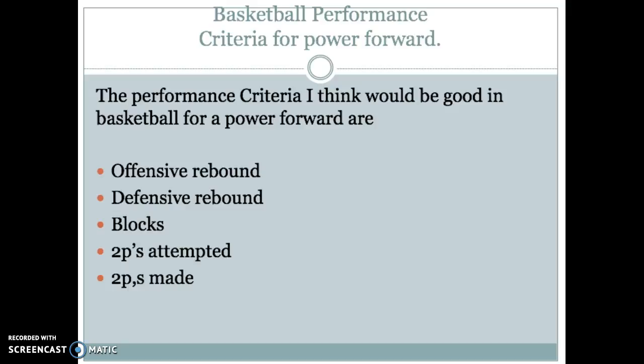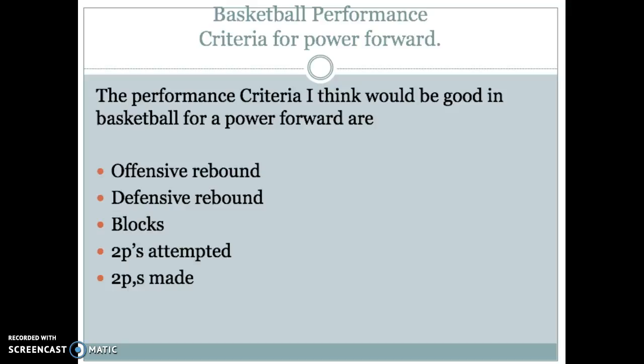So the specific performance criteria I've used for basketball is in the power forward position, and performance criteria I think would be good for a power forward are offensive rebound, defensive rebound, blocks, 2 pointers attempted and 2 pointers made. I've chosen this because I know the job of a power forward should be to get rebounds, blocks and then shoot some 2 pointers sometimes too.